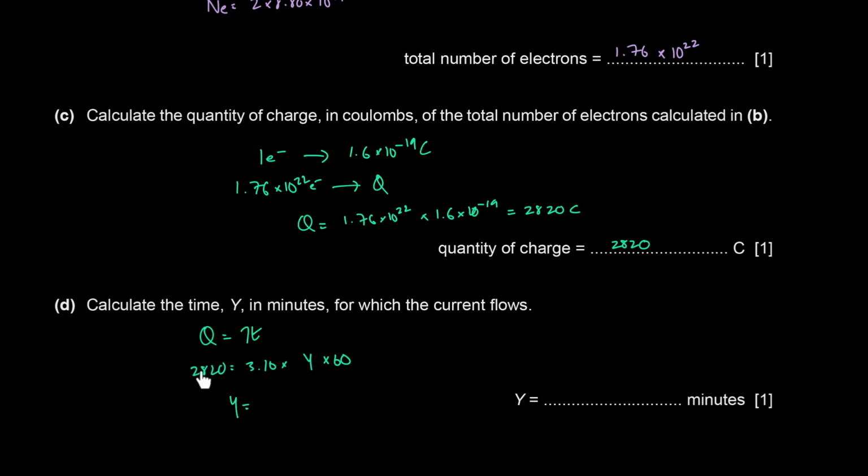Don't use the rounded value here. Use the answer key. So we have 2817 coulombs here. So what does Y come out to? Okay, so Y comes out to 15.1 minutes.